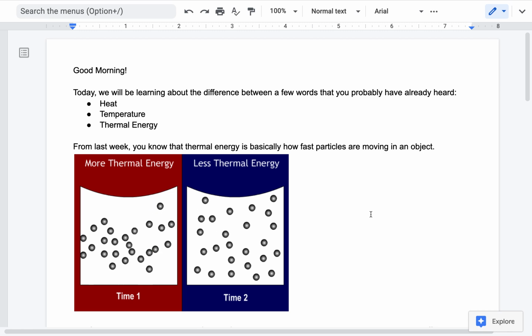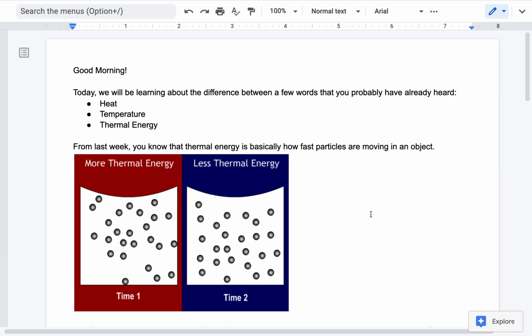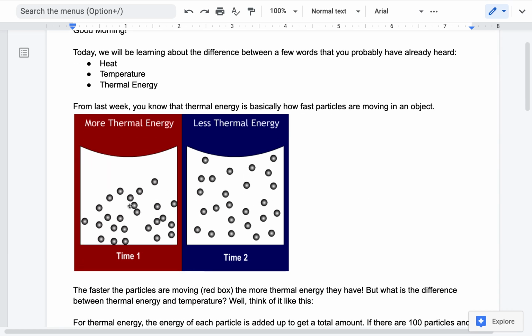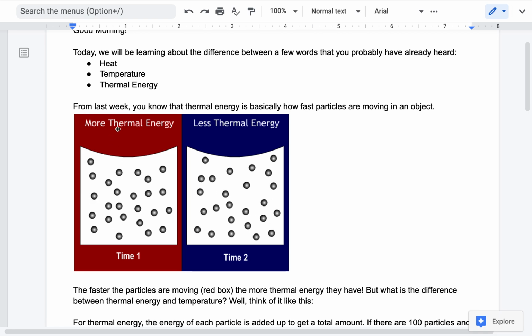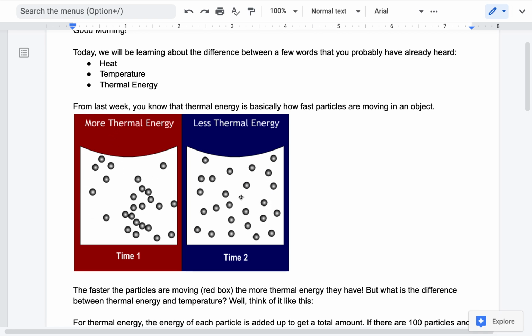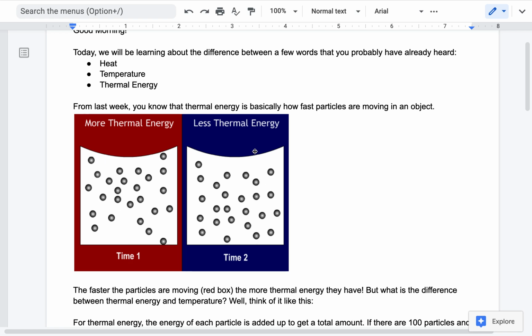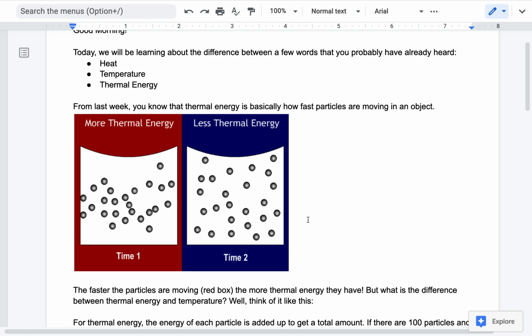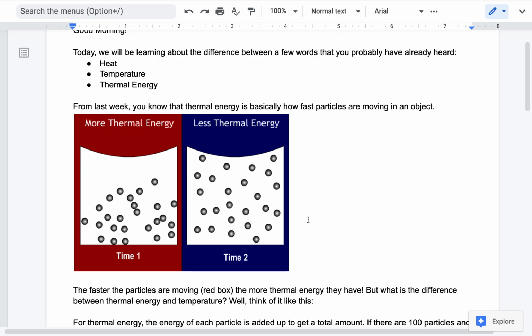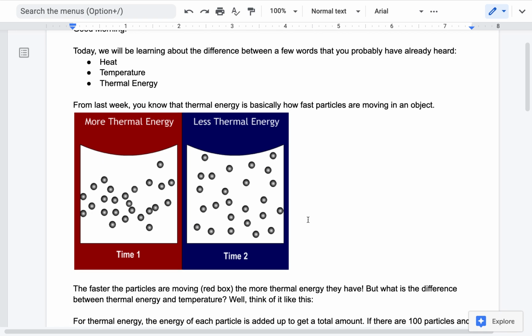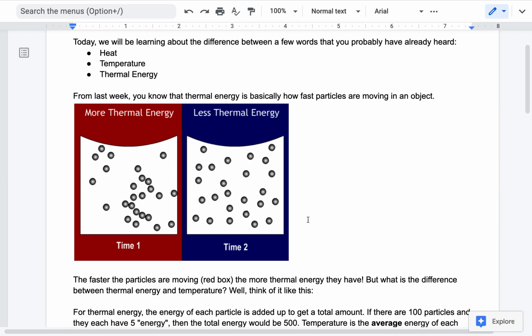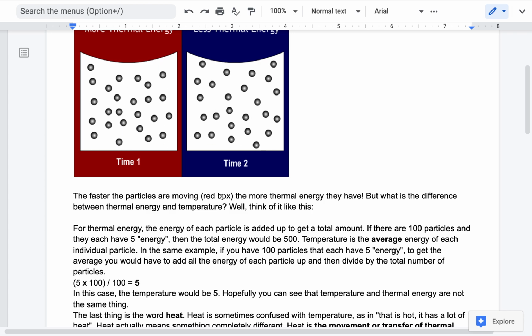So, a quick review from last week: you know that thermal energy is basically how fast particles are moving in an object. So if you have particles that are moving really fast, they have more thermal energy. If particles are moving slowly, they have less thermal energy. And therefore, if we're thinking about the states of matter, solids have the least thermal energy and gases have the most thermal energy, because we know that solids have particles that are moving the slowest and gases have particles that are moving the fastest. All right.